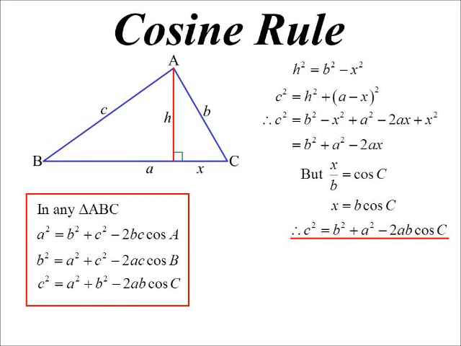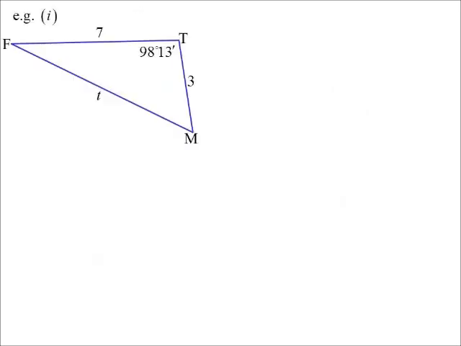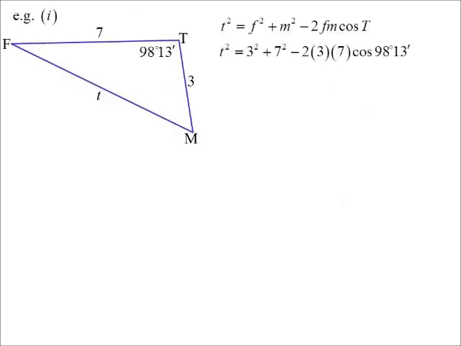Okay, let's do one. So in this case, it would be t squared that I'm trying to find. So t squared will be f squared plus m squared minus 2fm cosine of t. Substitute in. Now, again, be careful with this, because remember, your calculation is t squared, so you need to square root whatever that answer is to come up with t. I've gone to the nearest whole number.